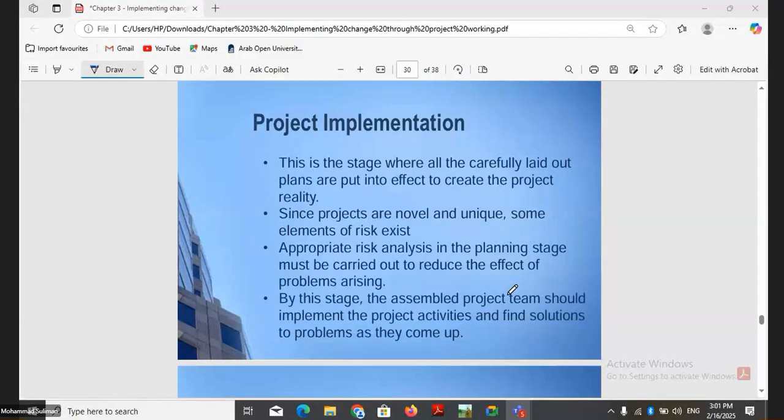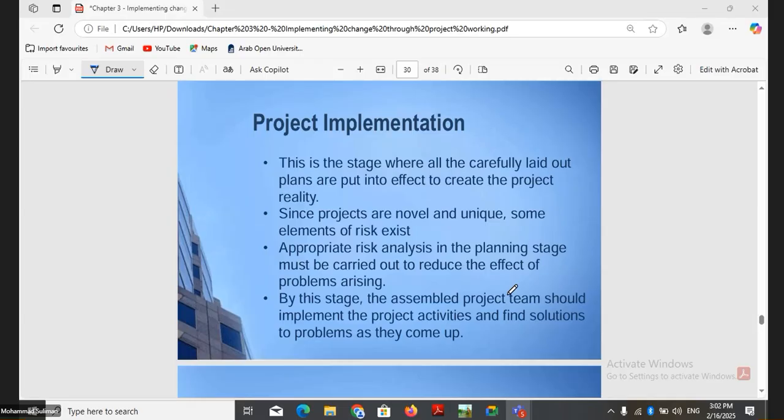Okay, so during implementation, we also see the risk analysis, right? At the planning stage, we need to do all the risk analysis to reduce the effect in the implementation stage. If we don't do the risk analysis in the planning stage, that will affect the implementation stage. So it is very important that the risk analysis is done in the planning stage so that we reduce its effect in the implementation stage.